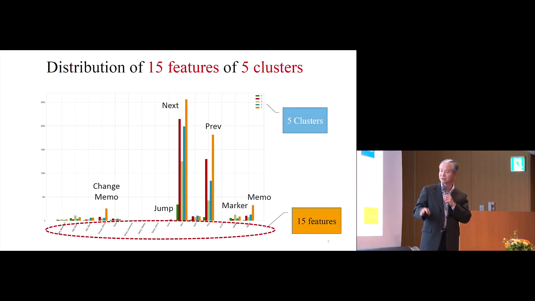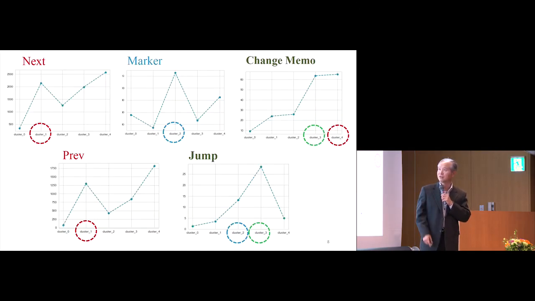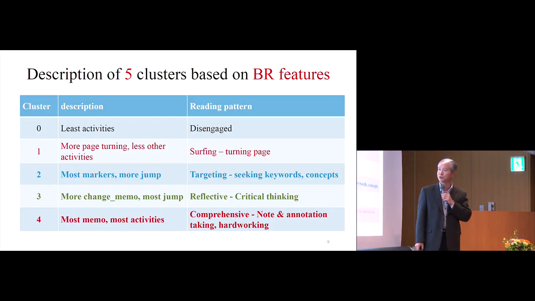Here's the result. The x-axis is the 15 features. The y-axis is the distribution of features. And for next and previous, they have a lot of distribution. So we further analyze each distribution. There are correlations with the clusters and this description comes out. So we conclude there are 5 clusters based on the features.